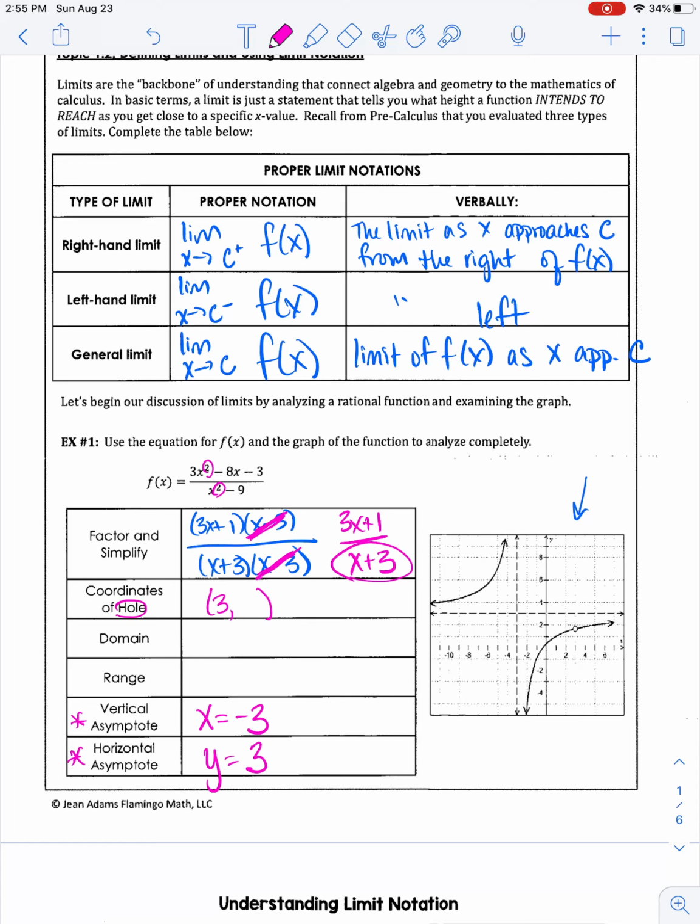So now we're going to work on finding the y value of the hole. So I'm going to take what was left after I factored and canceled, and I'm going to plug the 3 in to see what its y value is. So 3 times 3 is 9, plus 1 is 10, and 3 plus 3 is 6. So that's going to reduce to 5/3. And you can see, so that would be 3 and then 1 2/3. And that's right about here where this hole is.